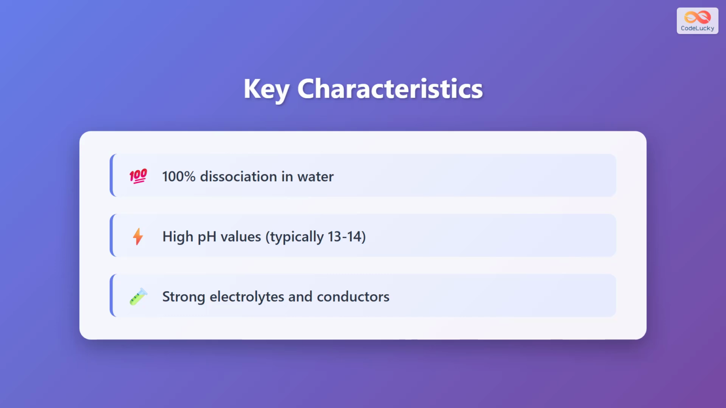To summarize, strong bases have 3 key characteristics. First, they show 100% dissociation in water. There are no intact base molecules remaining in solution. Second, they produce very high pH values, typically between 13 and 14, making the solution highly basic. Third, they are strong electrolytes and excellent conductors of electricity because they produce a large concentration of ions in solution.